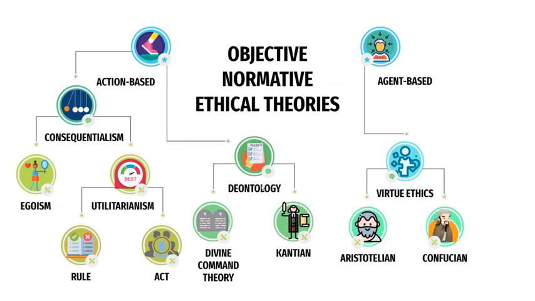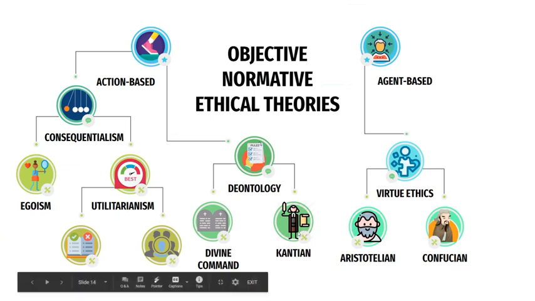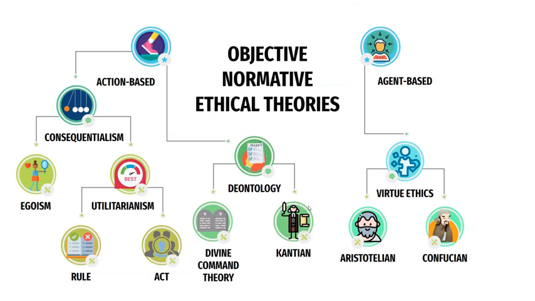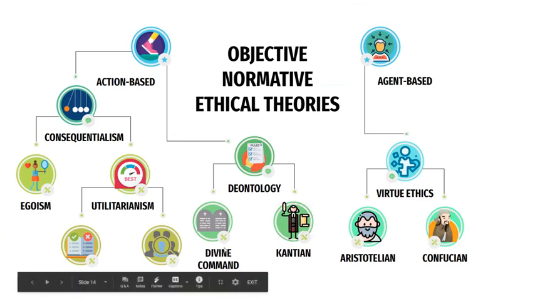We also have deontology, which is the view that we can use reason to determine which actions are right or wrong. So Immanuel Kant very famously gives us a form of deontology. We also have divine command theory, which is essentially, if we want to know what's right, we should look to God or a supreme entity, or even maybe a holy book, and just follow those rules.